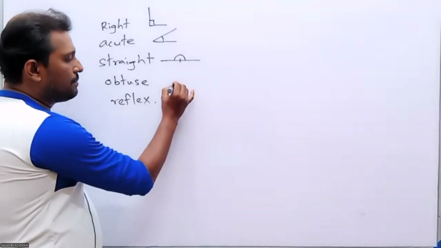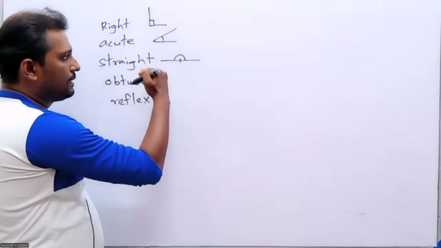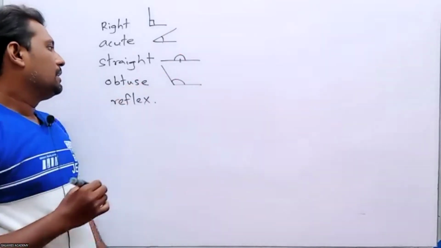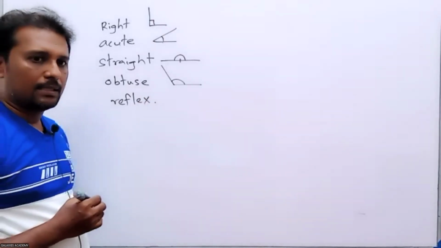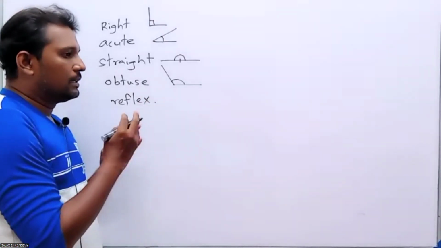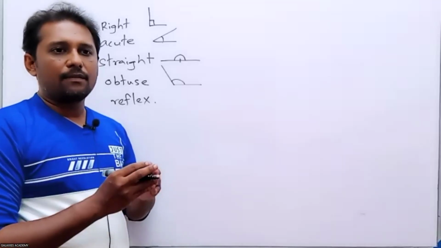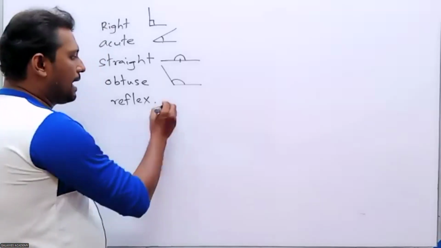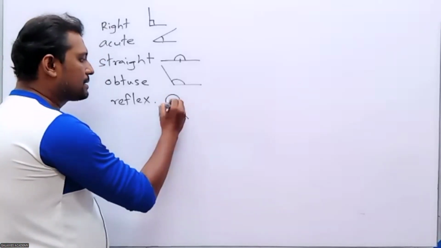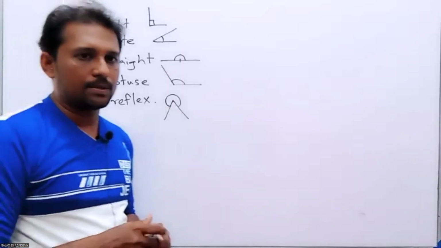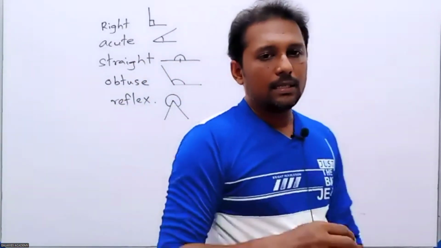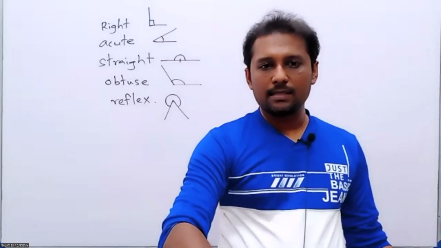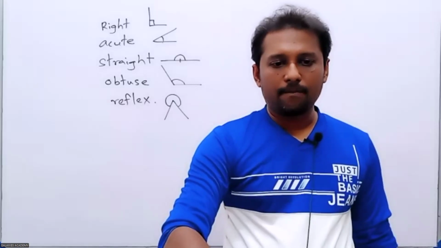Then if the angle magnitude is greater than 90 degrees and less than 180 degrees, like this, it is known as an obtuse angle. And if the magnitude is greater than 180 and less than 360, the angles are known as reflex angles, right? These are the main 5 types of angles. In grade 6 class also you studied, and in grade 7 class, the angles lesson we discussed, right?